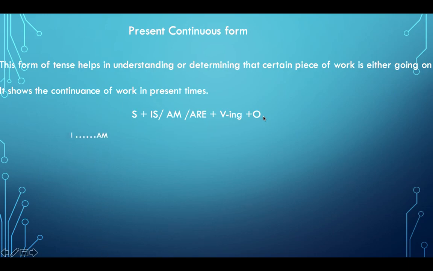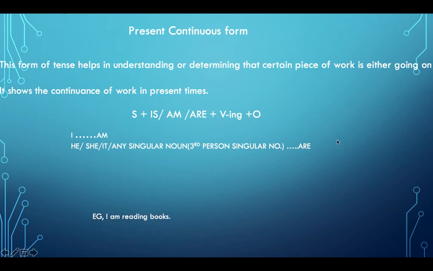Now let's take. With I we use am; with he, she, it or any third person singular we use is; with we, you and they, are. Now take examples. I am reading books. Here, with I, the helping verb am comes. Read is read plus ing form. Okay, books. So reading shows that the action of reading books is in process. So it is: I am reading books.